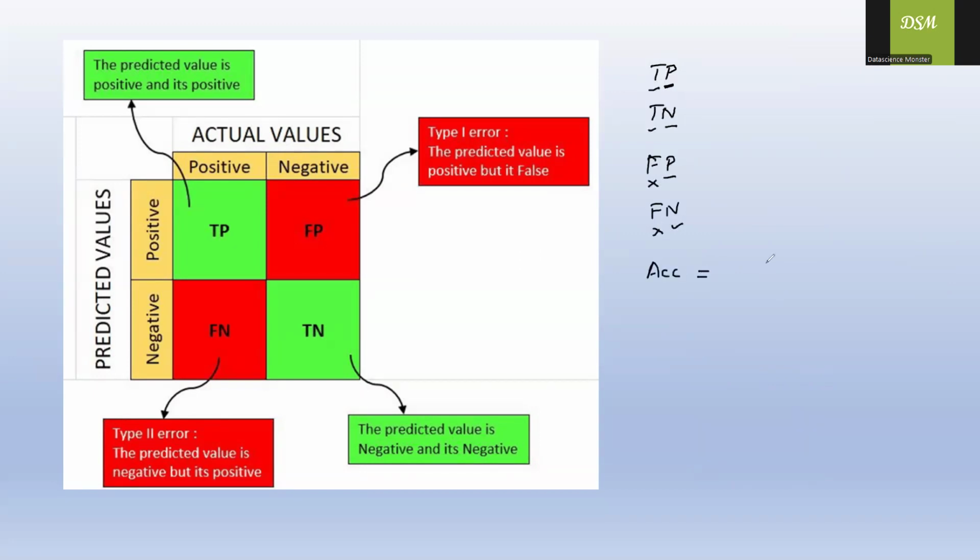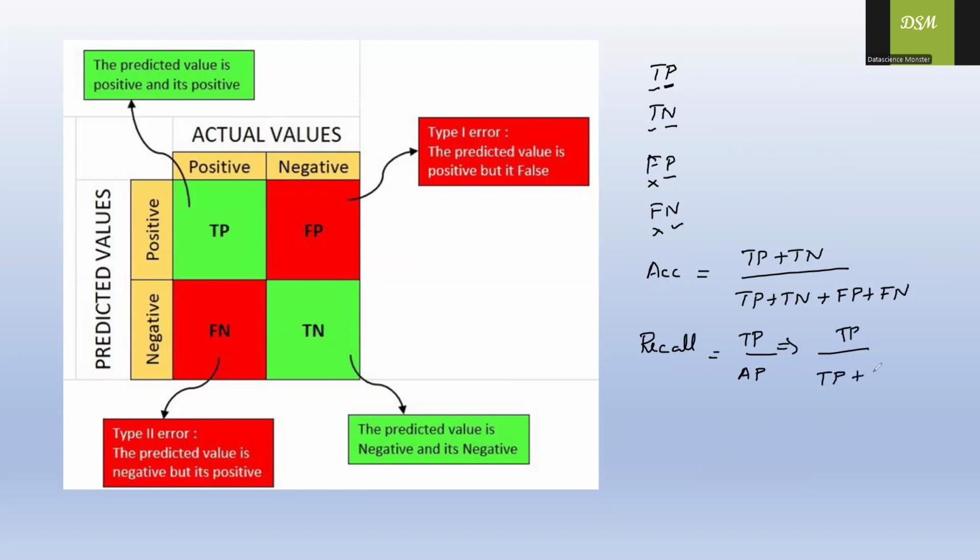What's accuracy? True positive plus true negative divided by TP, TN, FP, FN. What is recall? Out of actual positives, how many are true means TP divided by TP plus FN. False negative is nothing but your model predicted negative, that is false, which means actually positive. If you write for the negative case, TN divided by TN plus FP.